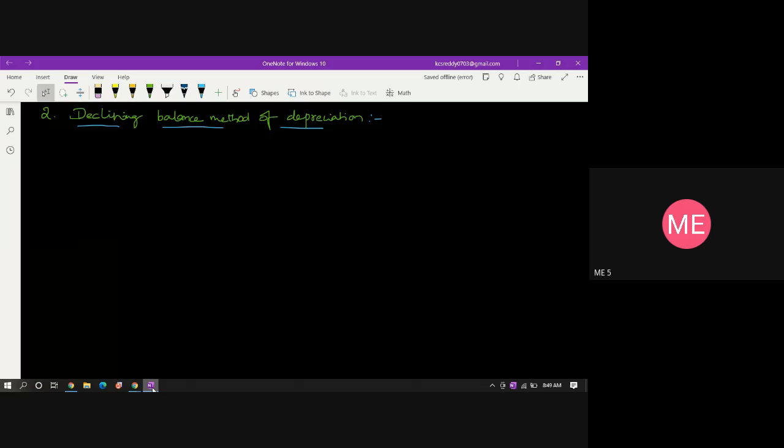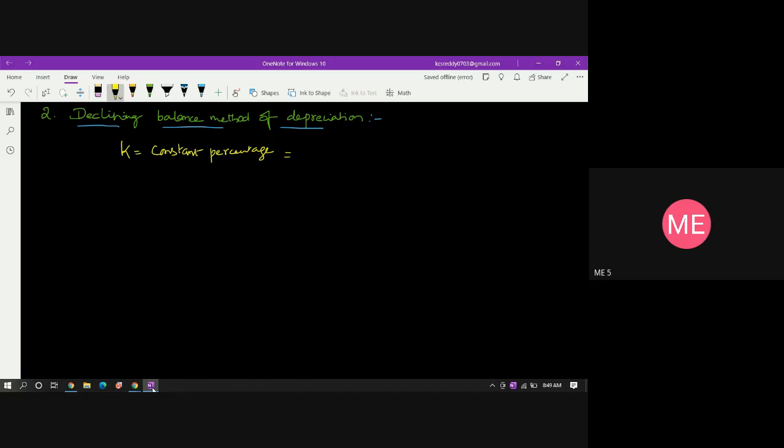Similarly, the declining balance method of depreciation. In this method, a constant percentage is taken. K is a constant percentage of depreciation. This K tells you how much percentage you have to depreciate from the actual book value or the original value.